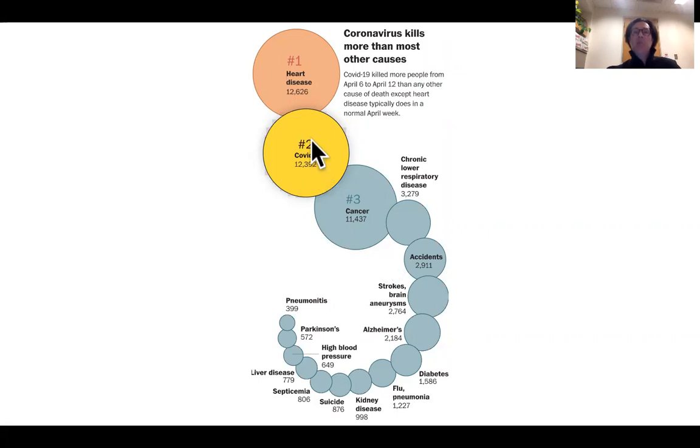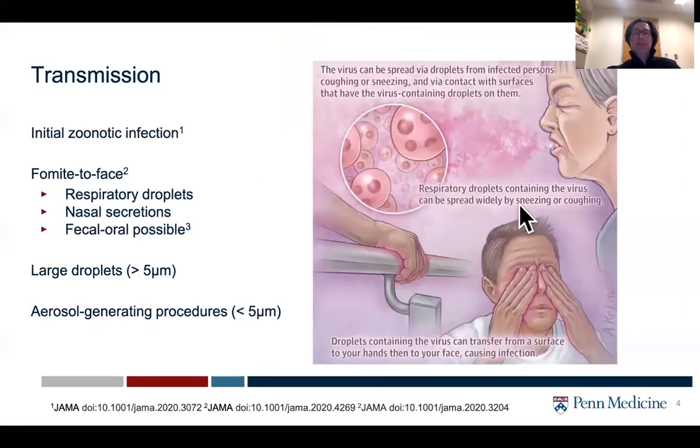You can see that COVID-19 and the number of deaths it produced during that 1 week time period was second only to heart disease. But there were about 10 times as many deaths from COVID-19 as there were from flu and pneumonia, and many, many more times than garden variety pneumonitis. So this is clearly a disease that has a high morbidity and mortality.